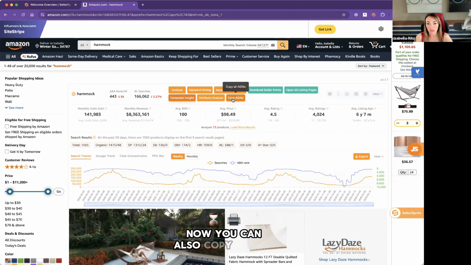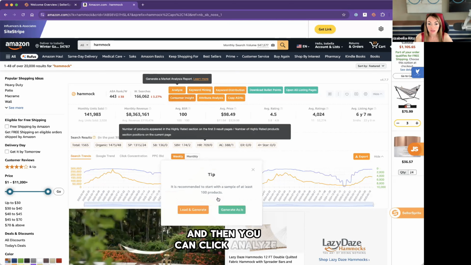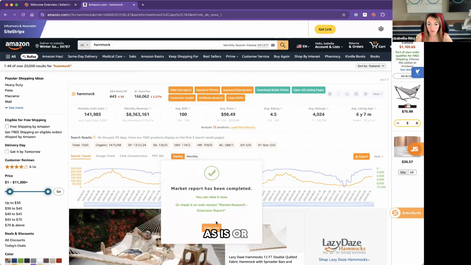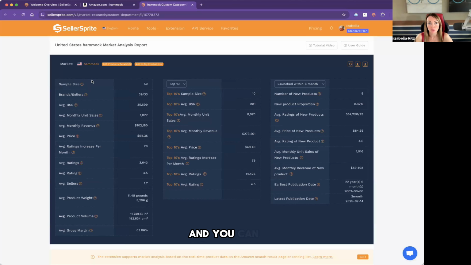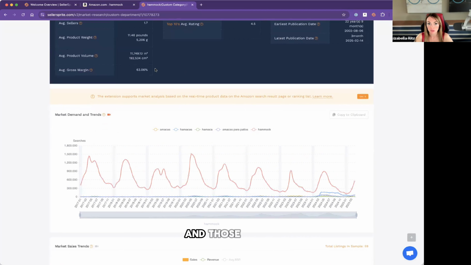Now, you can also copy ASINs, all those that you've just been analyzing, and then you can click Analyze, and you can do Generate as is. And it's been completed that fast, and you can go and click and see what is going on. So you're able to see the sample size at 59. You have top 10 ASINs, you have their BSR, you can also check last 12 months or last 6 months, and those are your filters.